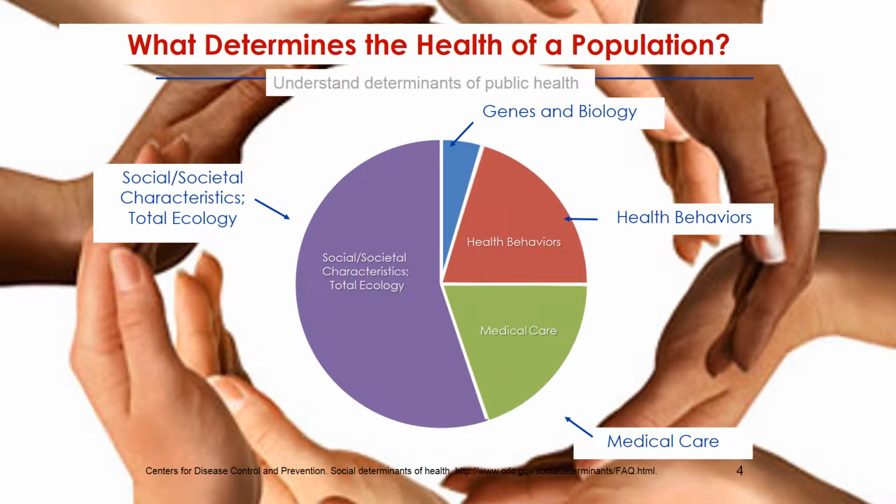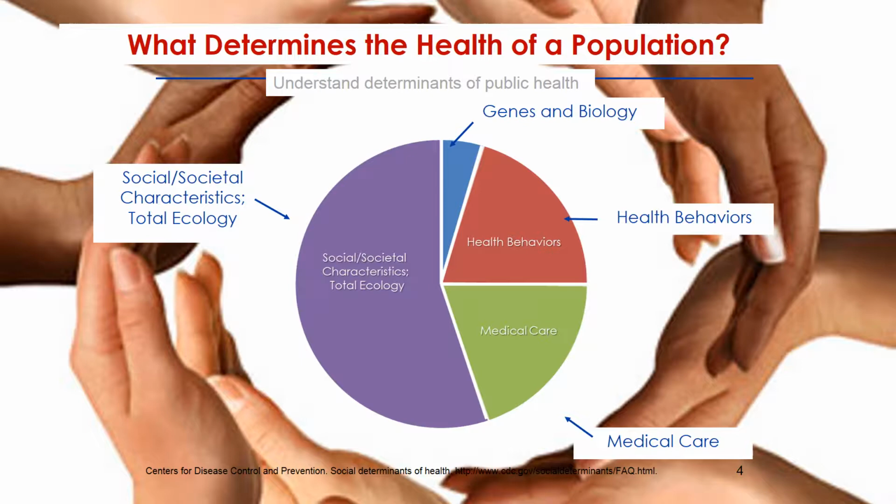Let's think about this. What determines the health of a population? Is it genes and biology? Is it behaviors? Is it medical care, or is it social or societal characteristics in our environment? Notice that medical care represents about a quarter portion of the chart. We spend trillions of dollars on healthcare, and yet it only determines about 25% of our health.